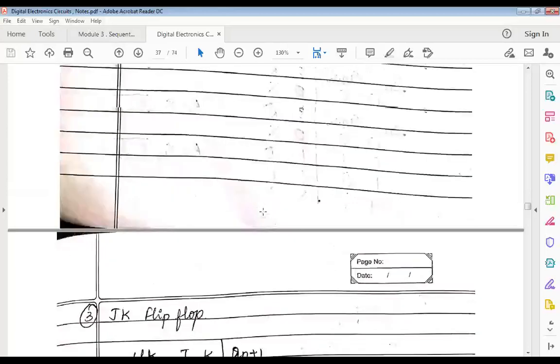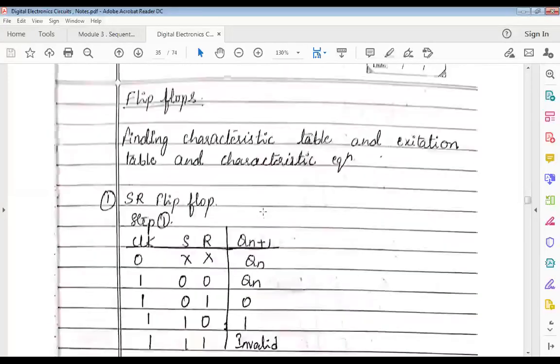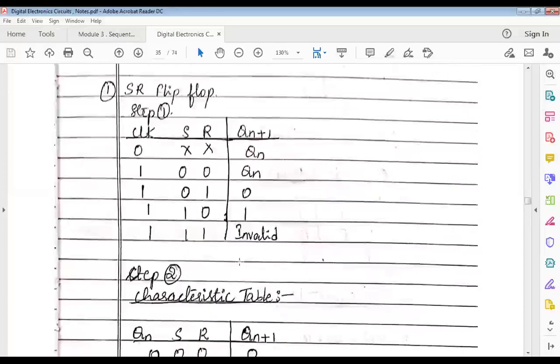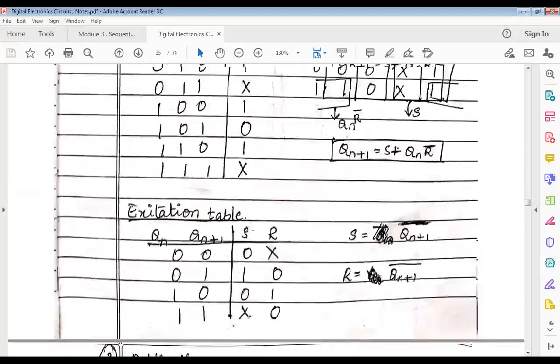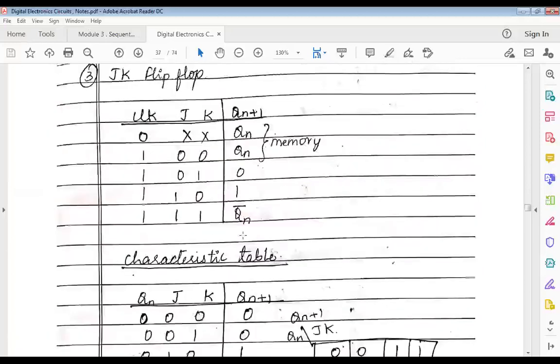Remember, when it was an SR flip-flop, whenever it's 1, 1, it's giving me an invalid output. But that case is actually solved when I use a JK flip-flop. Whenever I have a 1, 1, it's actually just giving me a reverse of Q. So that's the property that we actually need.